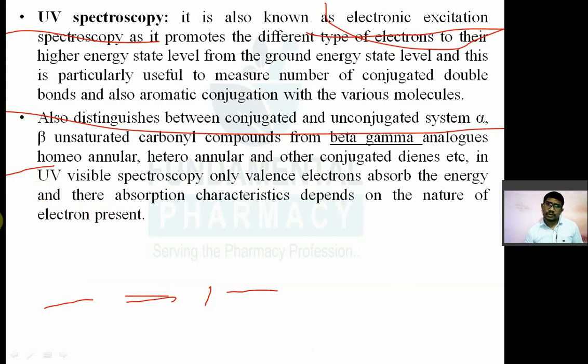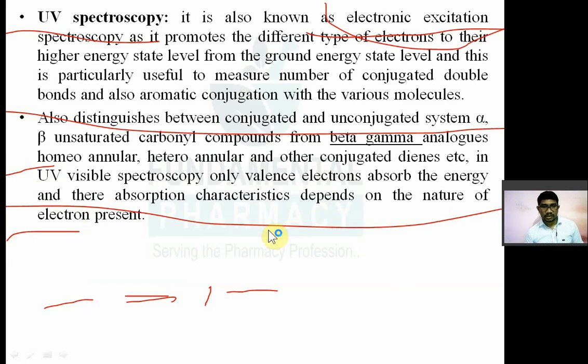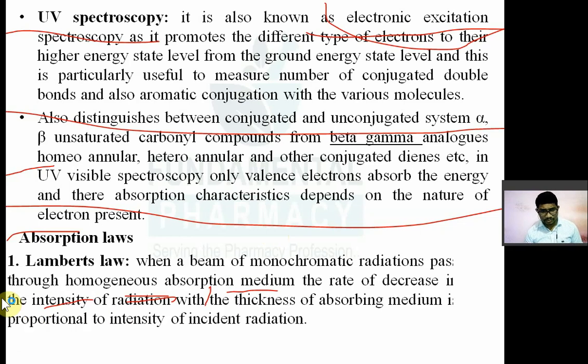In UV visible spectroscopy only valence electrons absorb the energy, and their absorption characteristics depend on the nature of the electrons present. How many types of electrons are there? Three types: sigma electron, pi electron and n electron. Now, absorption law: we have already seen what is meant by Beer's law and what is meant by Lambert's law.